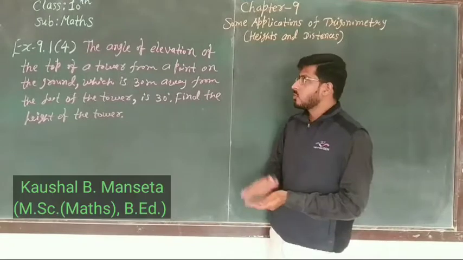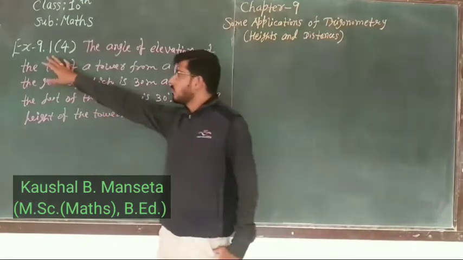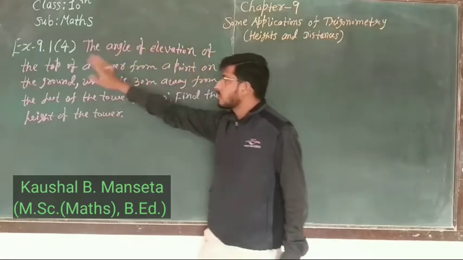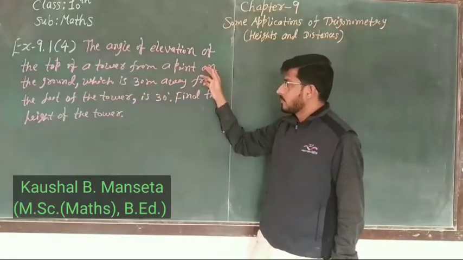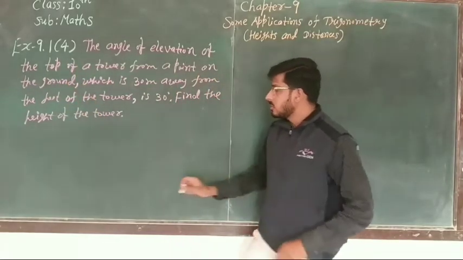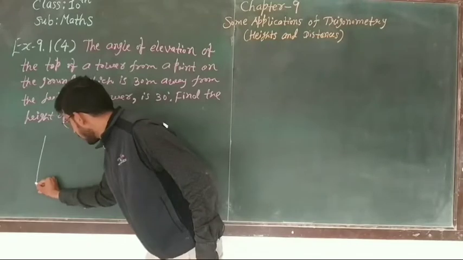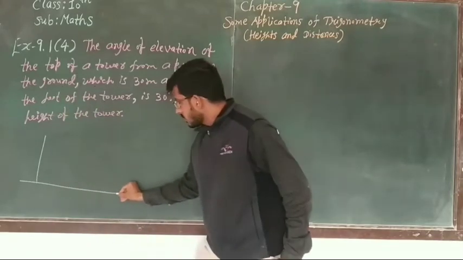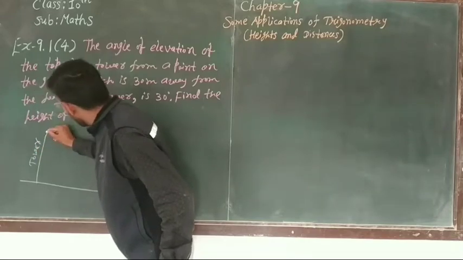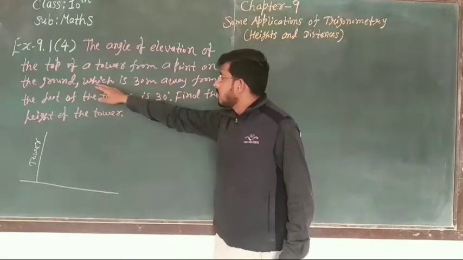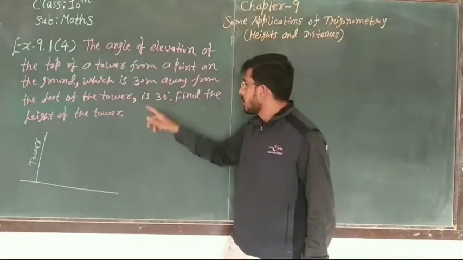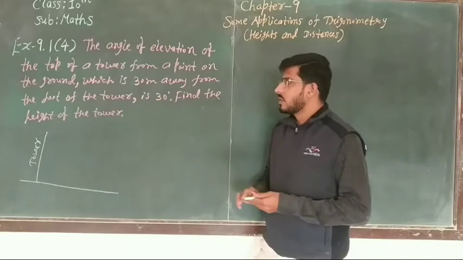So today we are going to learn exercise 9.1 question number 4. The angle of elevation of the top of a tower from a point on the ground. Okay. So here one tower is given. So first we have to draw a figure. The tower on the ground which is 30 meters away from the foot of the tower is 30 degree. Find the height of the tower.